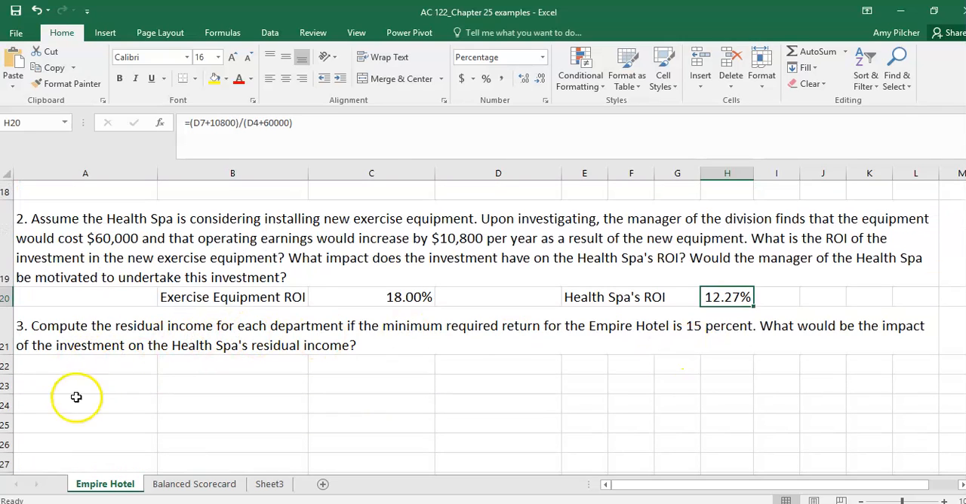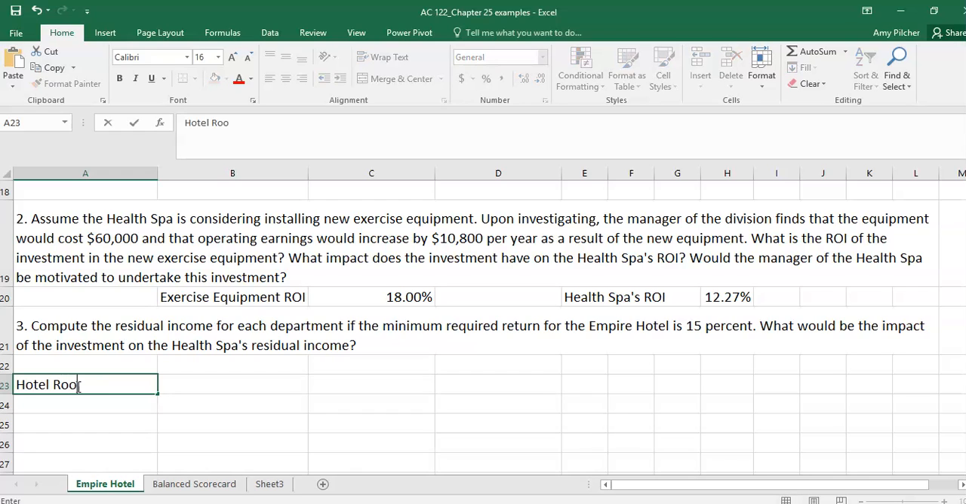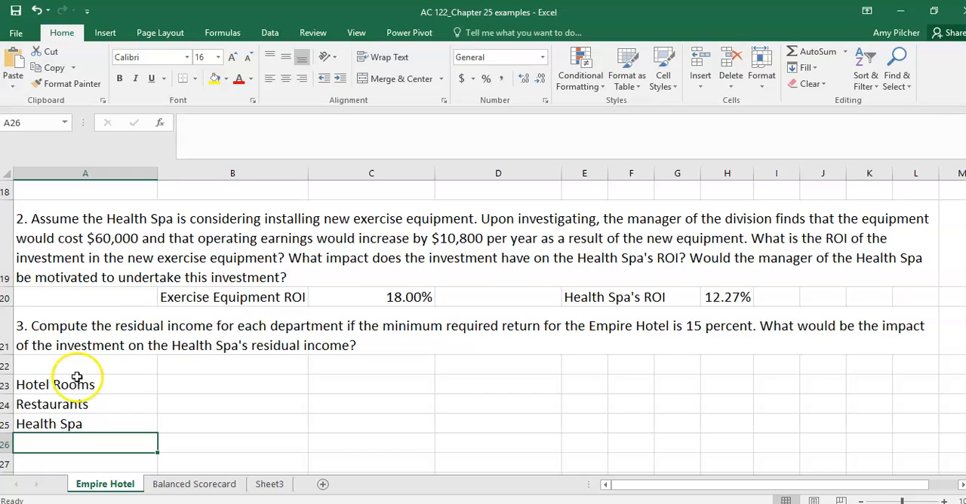Part 3 asks us to compute the residual income for each department. Residual income is another performance measure that helps to control for some of the issues seen by ROI measures. What residual income shows us is the extra or residual income left over in each department after looking at the minimum required return on investment for the organization as a whole. So we're told that the hotel's minimum required return is 15%.